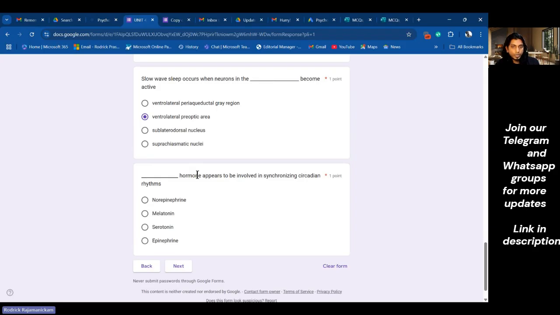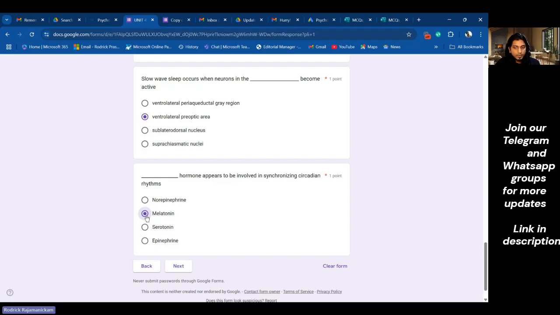dash hormone appears to be involved in synchronizing circadian rhythms. Circadian rhythms are the 24-hour cycle, which is influenced by the environment through zeitgebers like light, temperature, and so forth. So which hormone is involved? It's not norepinephrine. It's kind of a hormone as well as a neurotransmitter. Serotonin, it's not epinephrine. It's melatonin, which is particularly sensitive to light.